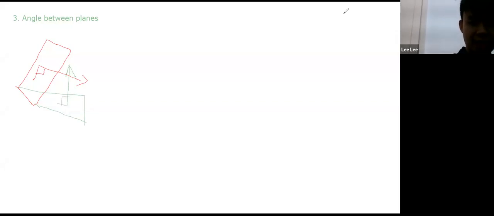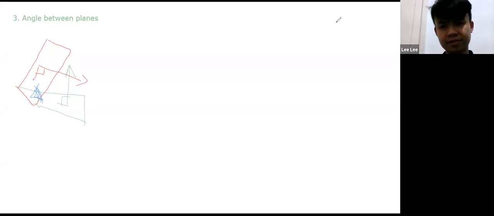The one that I meant by an angle between planes is the marking with a color blue. You understand until here? So we are finding the blue color for the angle between the planes.